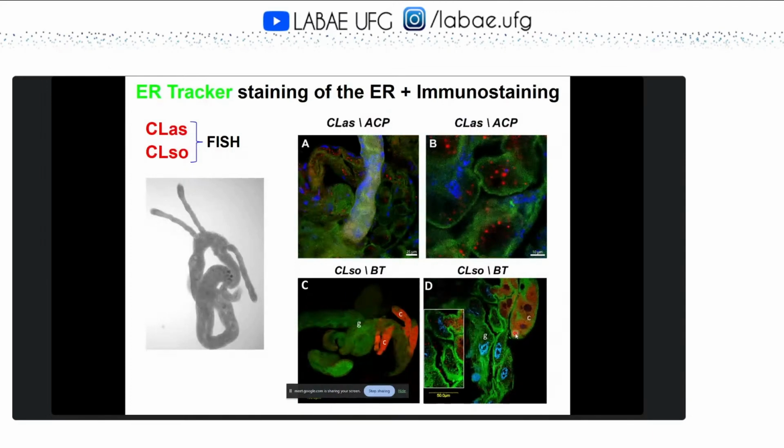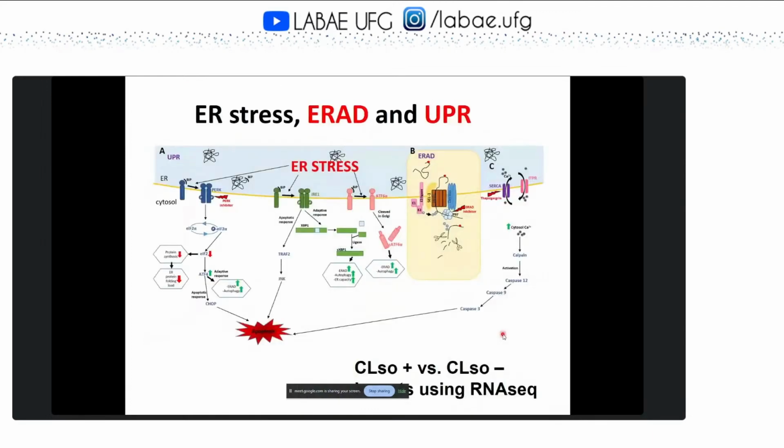Now, the ER is one of the most interesting organelles found in the cell. In the ER, proteins are synthesized, but the ER is also one of the very active organelles in the cell. Whenever there is stress on the cell, there is also ER stress. And if there is ER stress, the cell will always respond depending on the kind of stress.